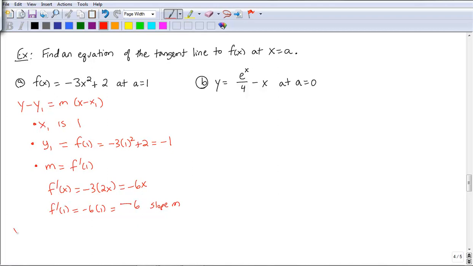The equation is y minus my y1. Well, let me rewrite this thing. The equation will be y minus my y1, which is the point negative 1, equals my m, the slope, is negative 6.